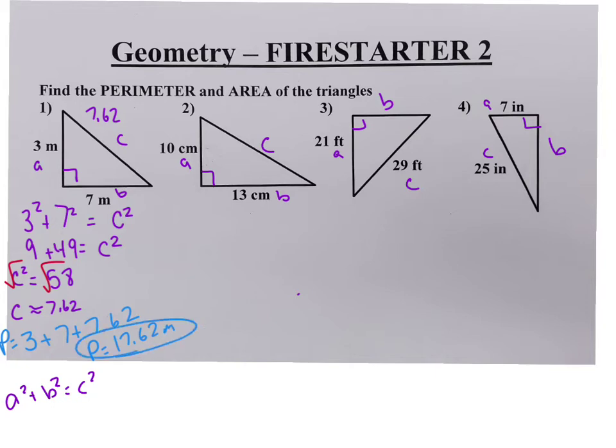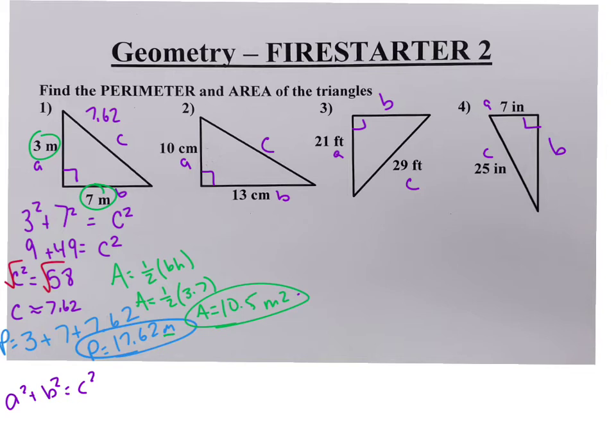Now it's really easy to do area. Well, I'll do area in green. Area is equal to 1/2 base times height. Well, this is the base and this is the height. So area is equal to 1/2 of 3 times 7. Half of 21 is 10.5. And remember, it's going to be square meters. Do not forget your labels. All right, and that's it for 1.